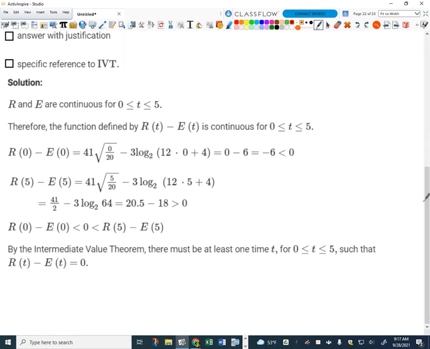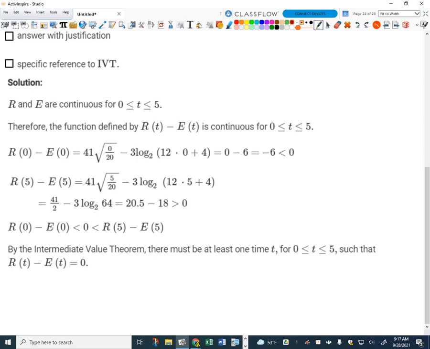So if we evaluate it at 0, r of 0, if we plug 0 in, what's that going to give us? R of 0 is just 41 times the square root of 0. So square root of 0 is 0. So I get 0 as my output of r at 0. What about e? If I plug 0 in for e, I end up getting 3 times the base 2 log of 12 times 0 plus 4. Well, 12 times 0 plus 4 is 4.